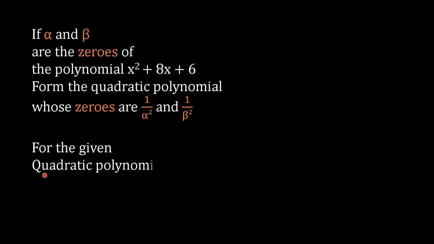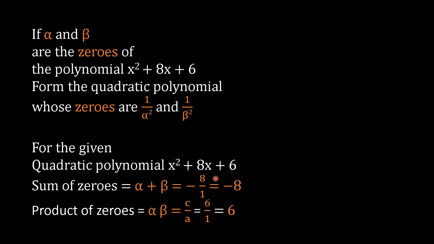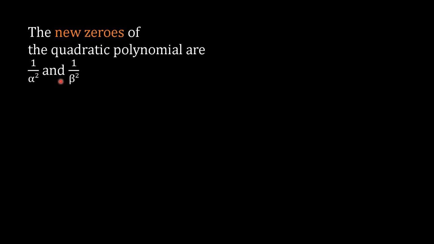For the given quadratic polynomial x squared plus 8x plus 6, we have sum of zeros alpha plus beta equals minus b upon a. Here b is 8 and a is 1, so it will be minus 8. Product of zeros equals alpha beta, which is c upon a. c is 6 and a is 1, so it will be 6. The new zeros of the quadratic polynomial are 1 upon alpha squared and 1 upon beta squared, which have been given in the question.